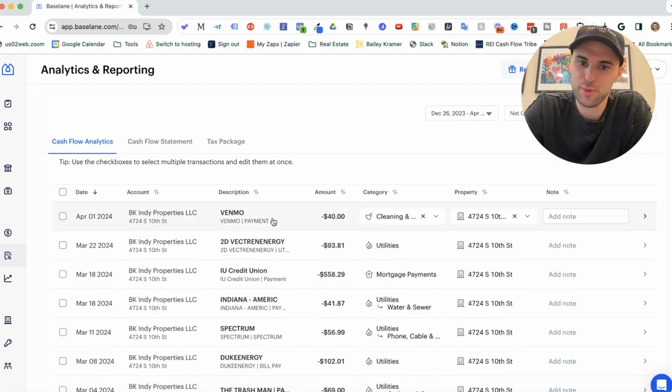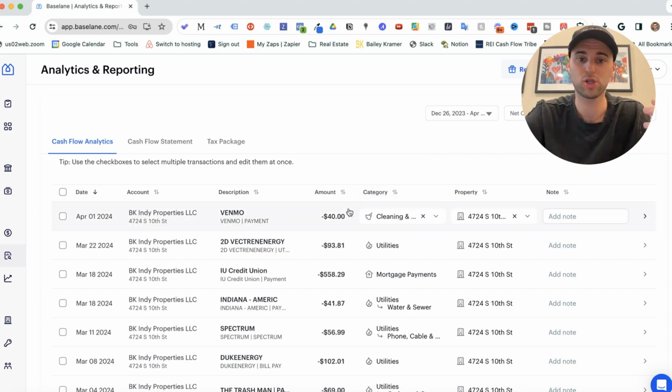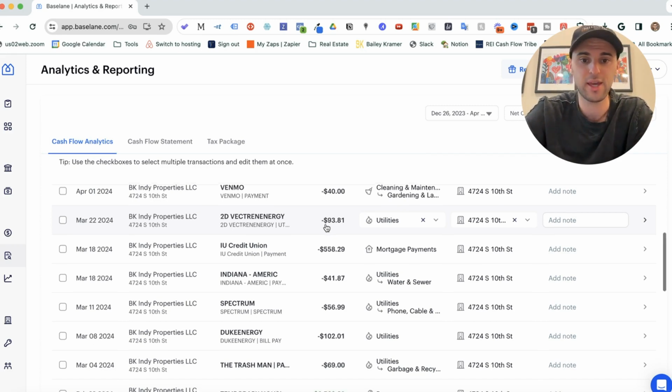So you can see here, first one here, Venmo, $40. So this is my landscaper. And during the warmer months, typically from like April to September-ish, he comes about weekly, sometimes bi-weekly, just depending on the weather. But that's $40 per week or about $160 per month. Utilities, honestly, I don't even know if it's gas or electric. I can't even remember, but $93 per month. That's pretty average of what it's been like.